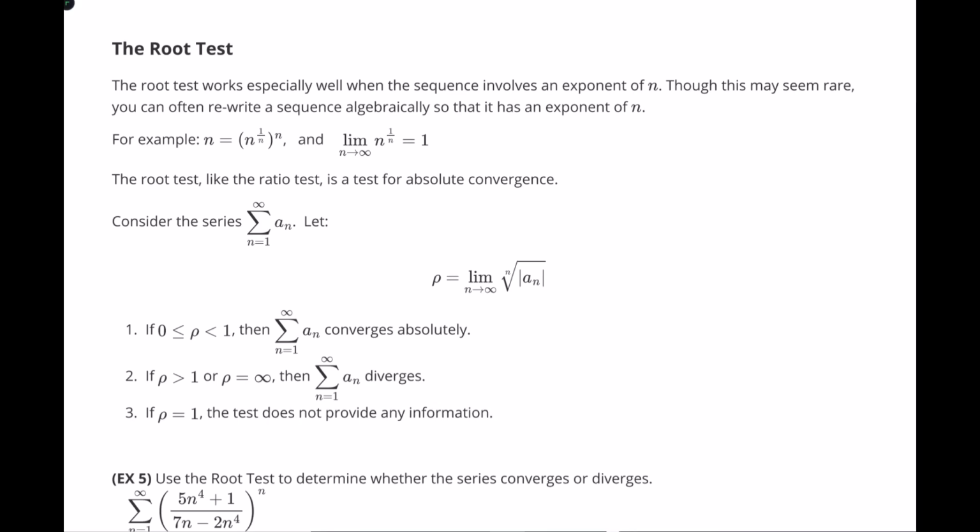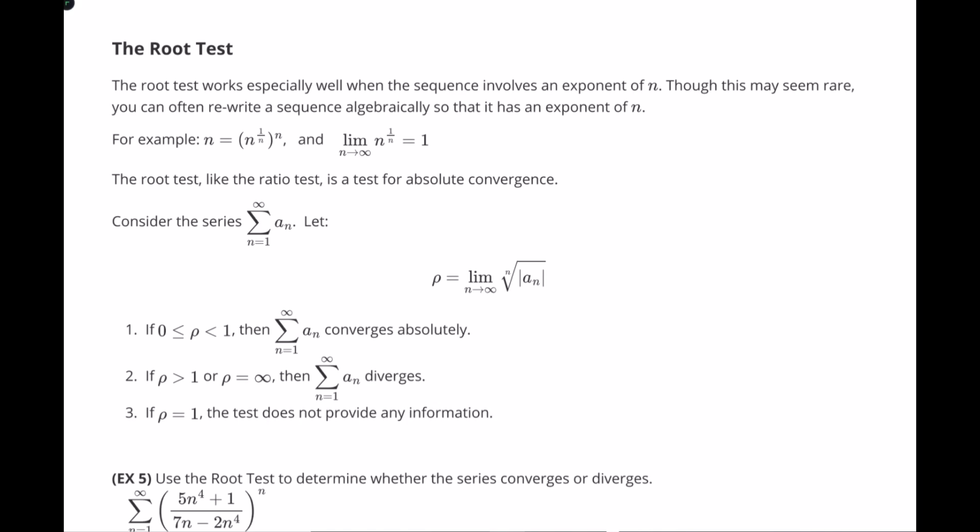Now let's talk about the root test. The root test is kind of a specialty test, and it only works under very specific conditions. But when it does work, it's a really easy test to apply generally and gets you a great, simple result. So you just kind of keep it in your pocket for those rare occasions where it does happen.